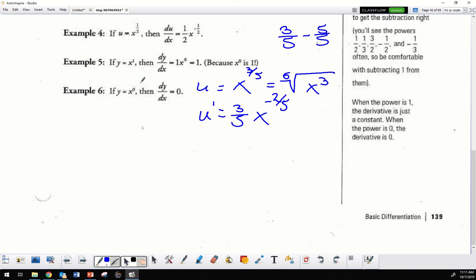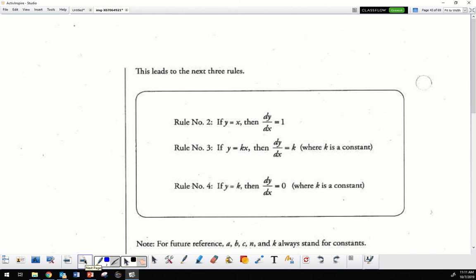Oh, okay. Anything to the 0 power? 1. And what is the derivative of 1? 0. The derivative of 1, it's a constant, right? It's a constant. So if it's a constant, it's going to give me 0. All right, right here. Oh, hey, look, the exact same thing I just said.